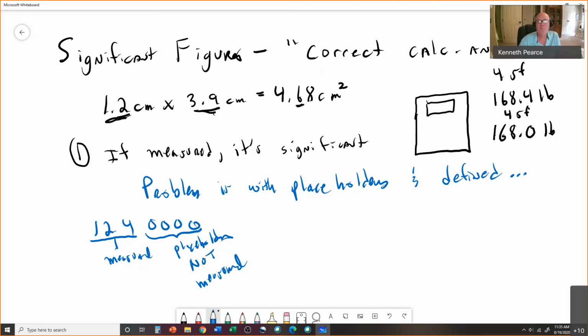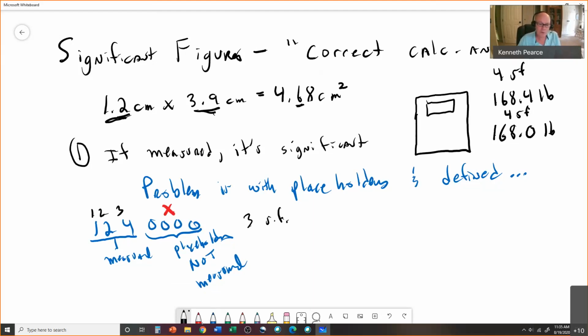Now, what's the rule? If it's measured, that's significant. And if you don't measure it, then it's not part of the significance of the number. It's just a placeholder. So by that logic, we would say this was 1, 2, 3 digits, and these don't count, and so this should be 3 significant figures.